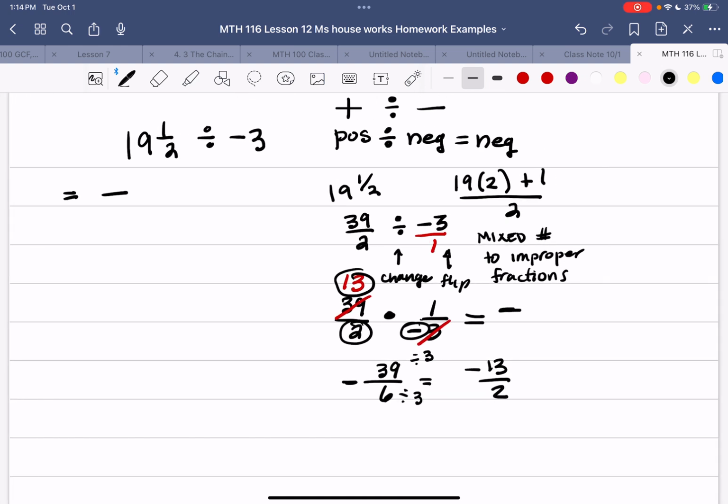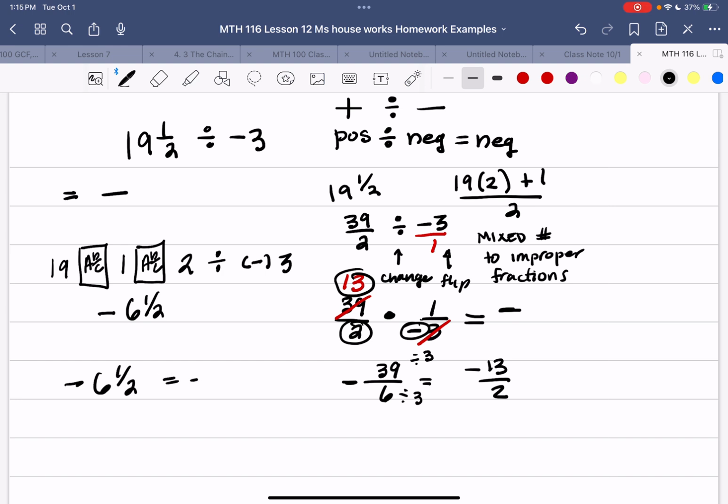Now, on my calculator, 19 ABC 1 ABC 2. Your calculator can do mixed numbers divided by negative sign 3. So 19 and 1/2 divided by -3, and it gives me -6.5. Excuse me. And notice that -6.5 is equal to -13 over 2.